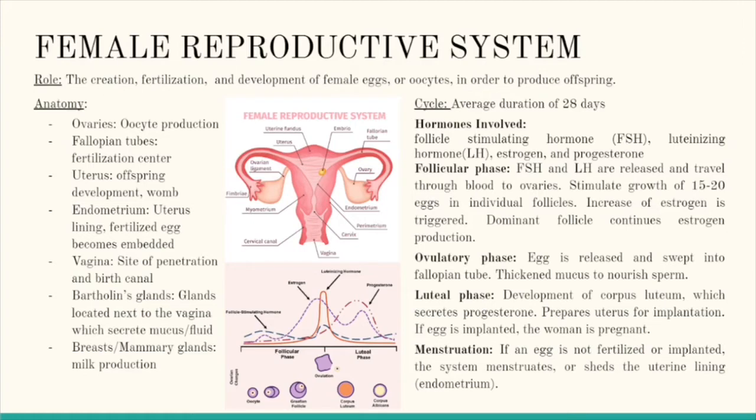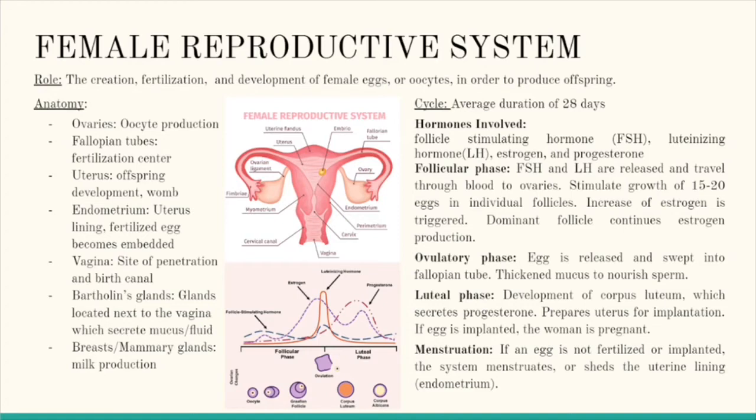I'm going to go into depth on what each of these organs does. So first is the ovaries, where the oocyte production takes place. Next, you have the fallopian tubes, where the fertilization actually occurs. Then you have the uterus, where the offspring develop, and that's where the womb is. The endometrium is the uterus lining. The fertilized egg becomes embedded here.